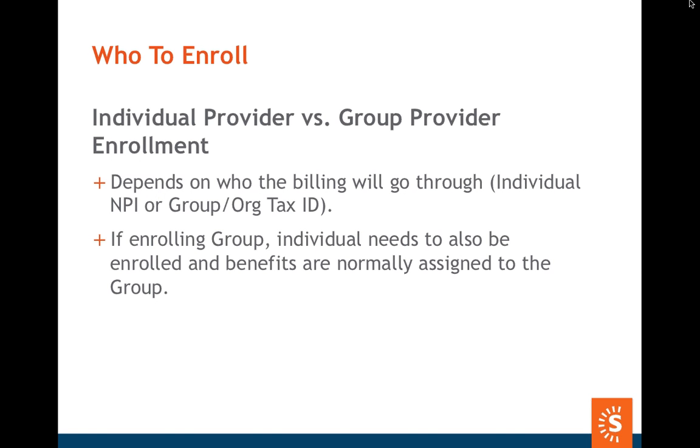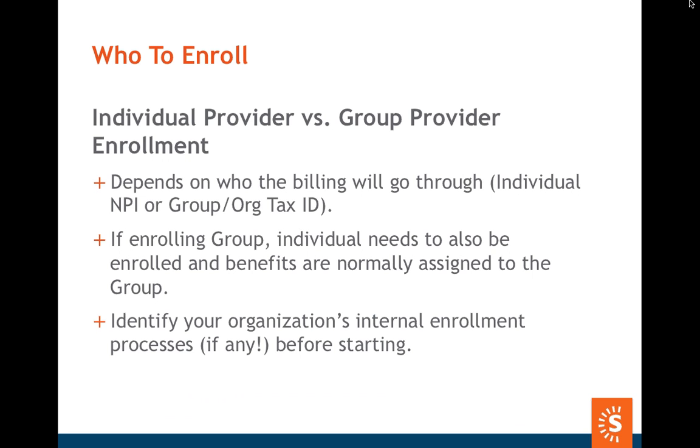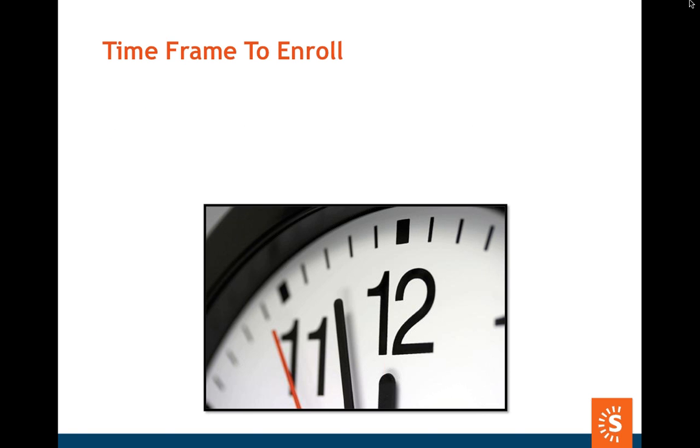Okay, so sorry. If enrolling a group, the individual also needs to be enrolled so that benefits can be assigned to the group. Then you would identify your organization's internal enrollment processes before starting. A lot of times hospitals or groups or organizations might have their own processes that you would follow. And then you would identify the desired health plans to enroll in. And those could also be predetermined for you as well, just depending on your organization. Next slide, please.